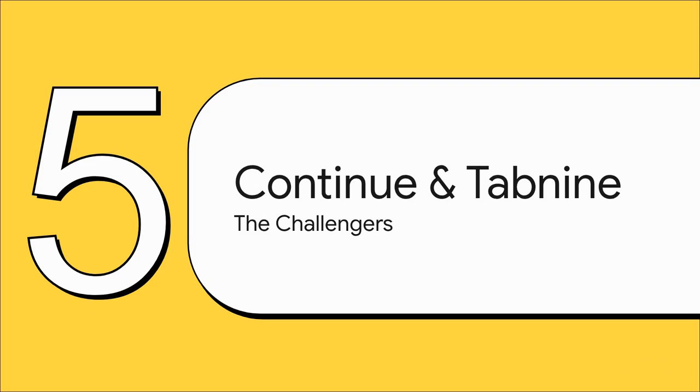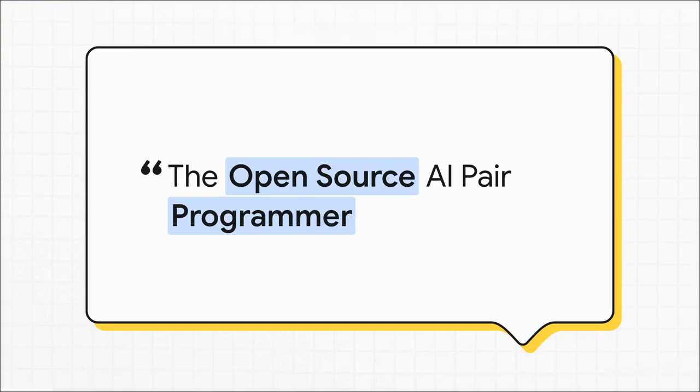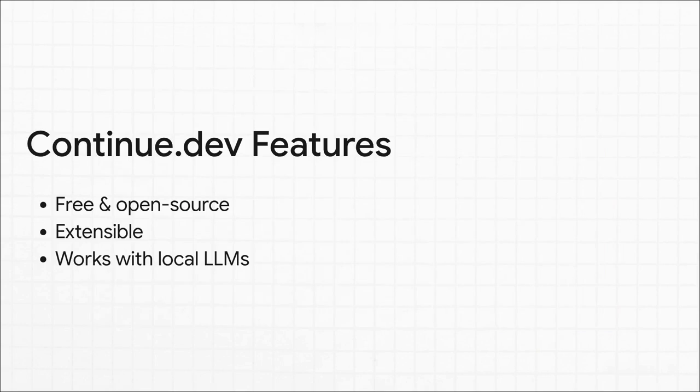Now, our last two agents, Continue and Tab9, are what I'd call powerful specialists. They each focus on solving a very specific problem. One is all about privacy and customization, and the other is about pure, unadulterated speed. Let's start with Continue. Its whole identity is right there in the name. The key word here is open source, and that brings a whole new level of control and transparency to the game. So because it's open source, you can really get in there and customize it.